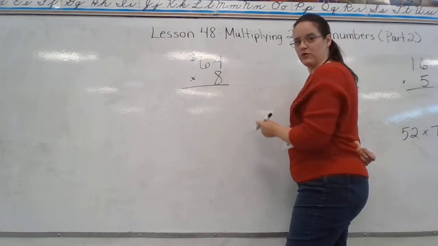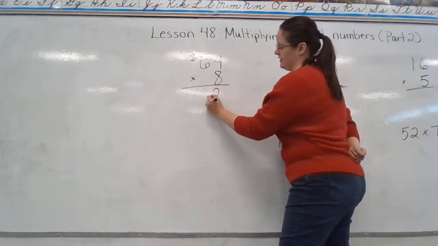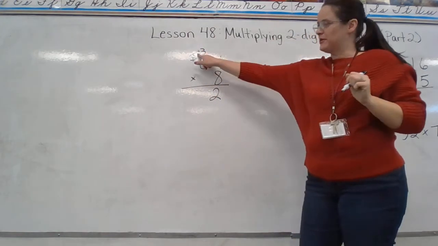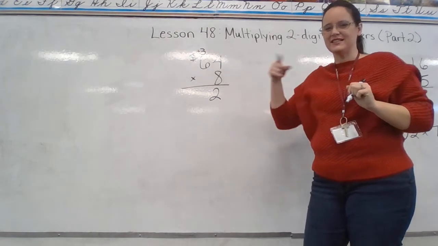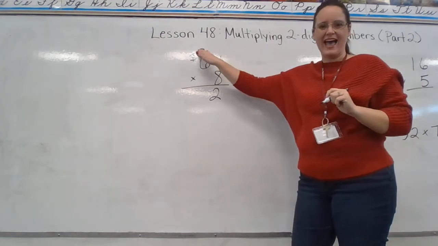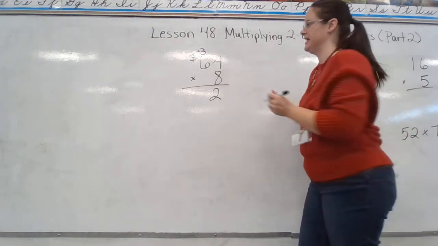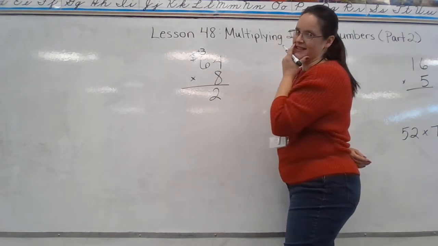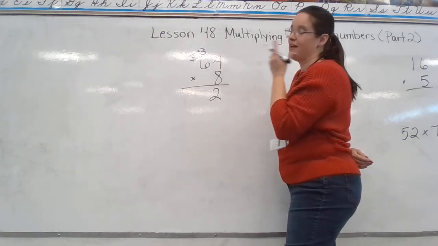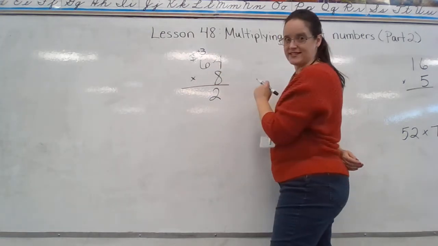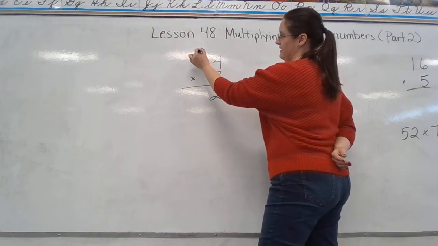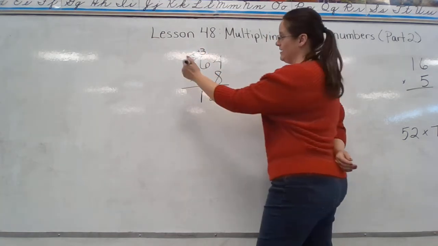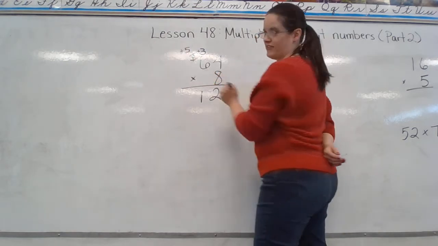8 times 4 gives me 32, and we carry that. And like I said, I put a little plus sign up here just until I get used to the fact that I'm adding those 3, not multiplying them. Now, 6 times 8, that's a tricky one. 48 plus 3, 48, 49, 50, 51. I would put my 1 here, and really I would carry my 5 over there.